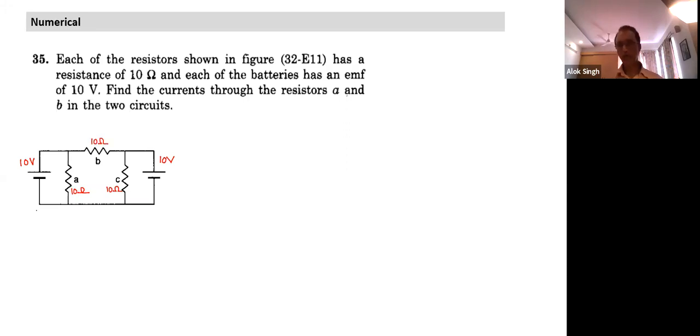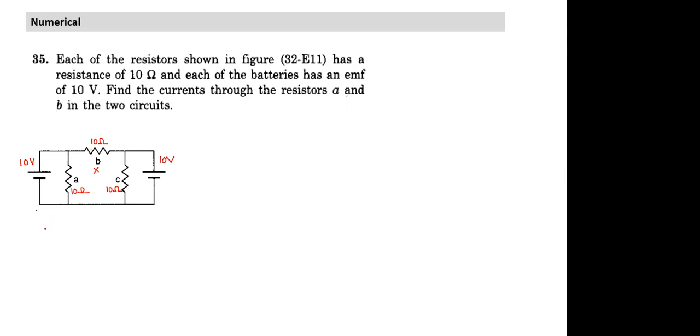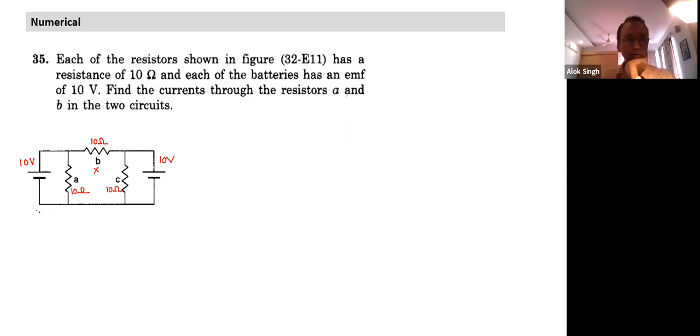See, without solving, do you get a feel that the current in B may be 0? The current through, yes. What makes you think that? Because of symmetry, it should enter from both sides. So one way to interpret it is symmetry. What does symmetry mean? If this current is I, even this current also should be I. If this current is I1, this also should be I1.